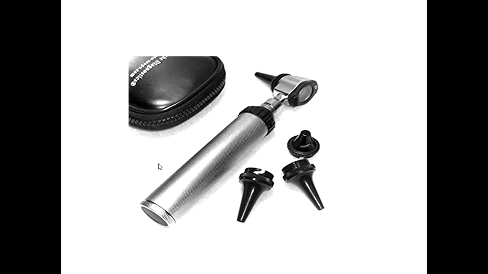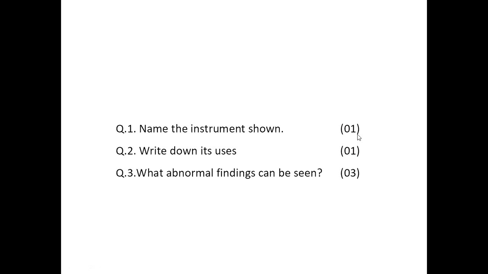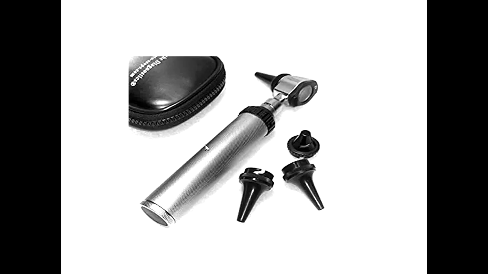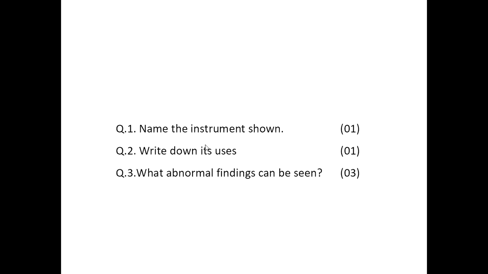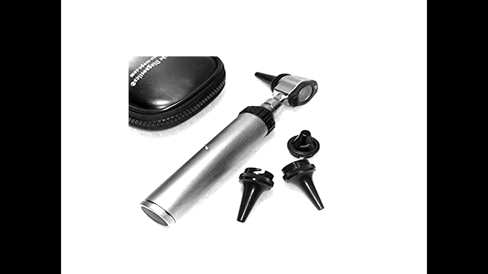This is otoscope, and this is the earpiece. These are different sizes of earpiece. And what are its uses? It is used for the visualization of eardrum and external auditory canal, but abnormal findings can be seen. So we can see some wax, blood, ear discharge, or perforation of the eardrum, and any foreign body or Grommes tube.